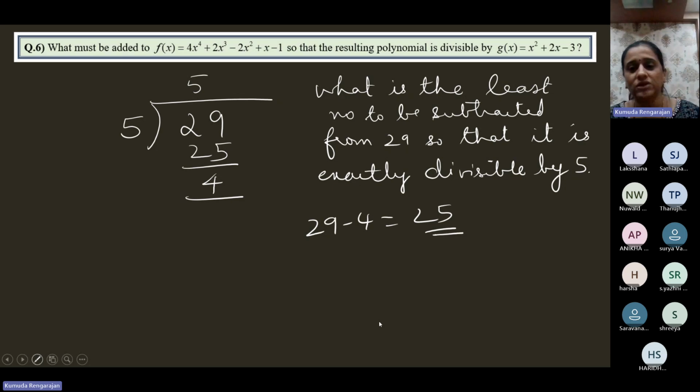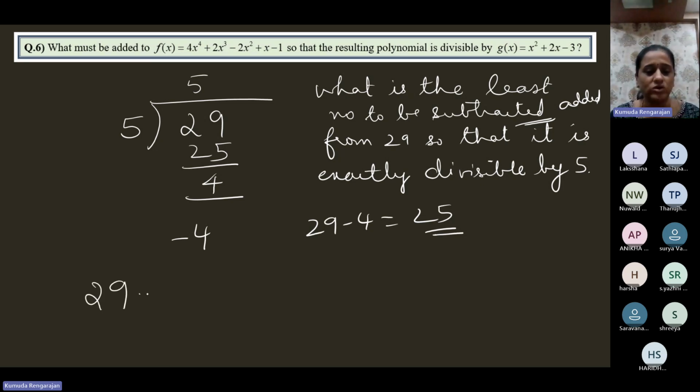Now, the same question, if it is added, what is the number to be added? You should answer the question using the remainder. The negative of the remainder should be added. What is the remainder? 4. What's the negative of the remainder? Minus 4. The negative of the remainder should be added. So to 29, what should you add? You should add the negative of the remainder, which gives you 25. And now this resultant number is exactly divisible by 5.